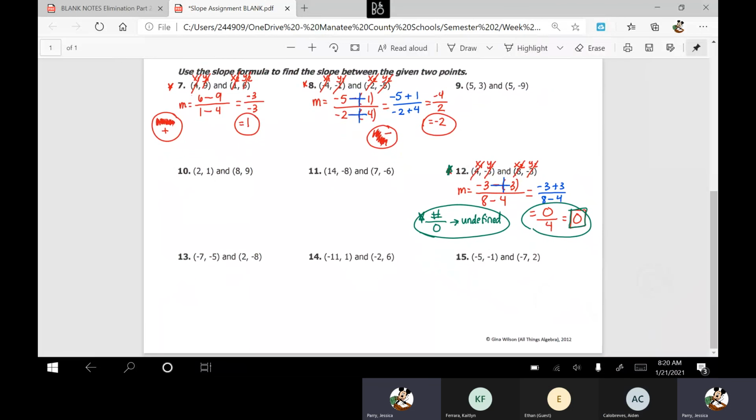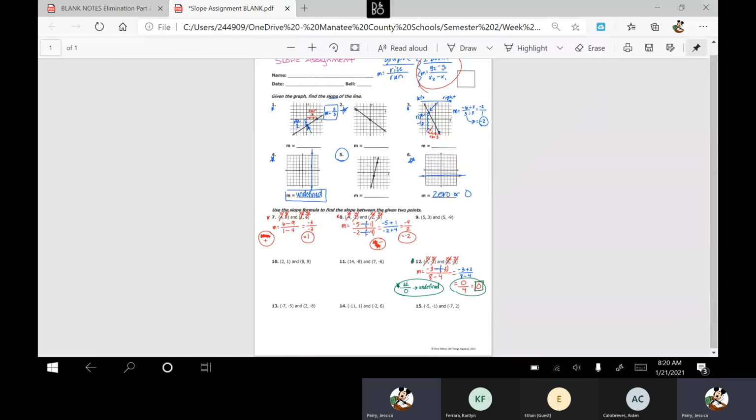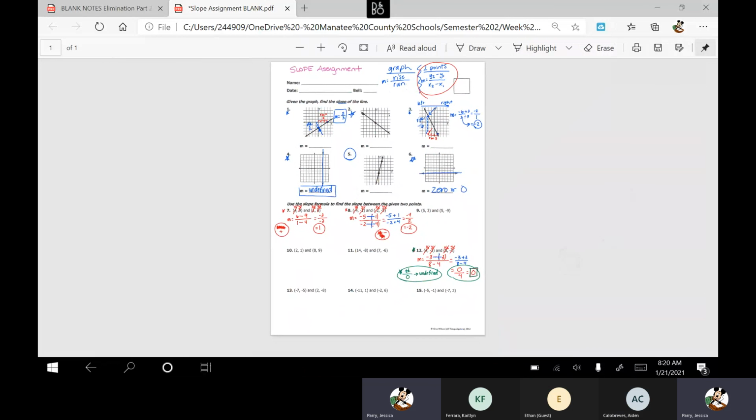Okay, so let me just explain what we're doing today, and then if you have any other questions, you can stay on and I can work with you. But what you guys are working on for today is finishing this entire worksheet, all of the questions, 1 through 15. And then once you're finished, you can submit that picture on Schoology.